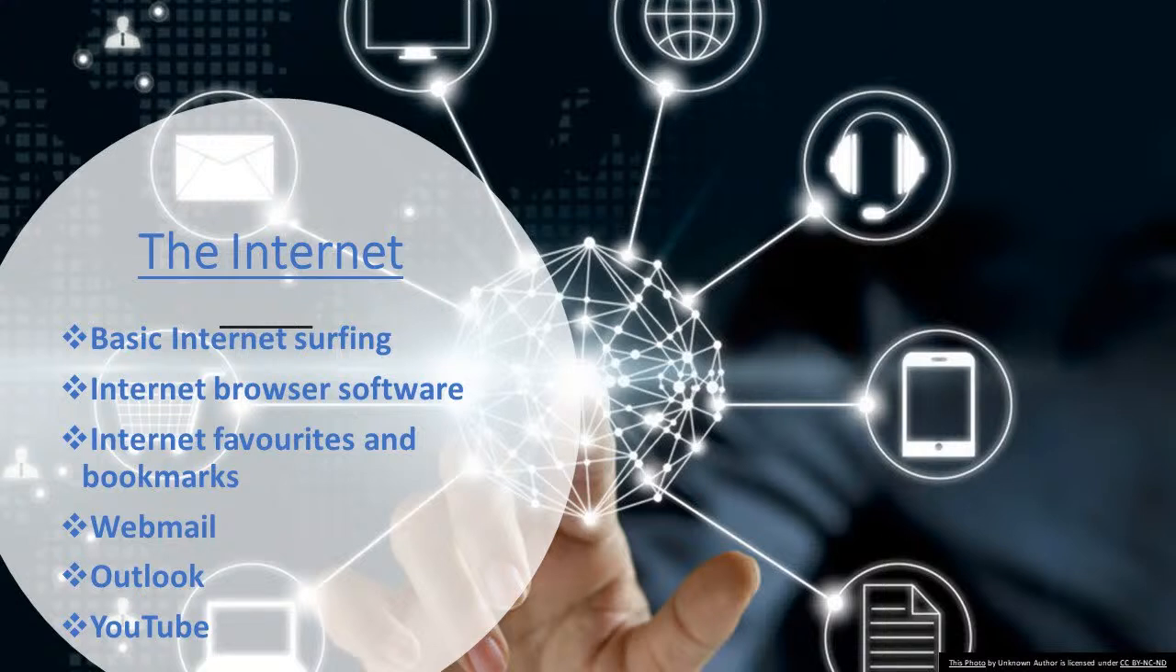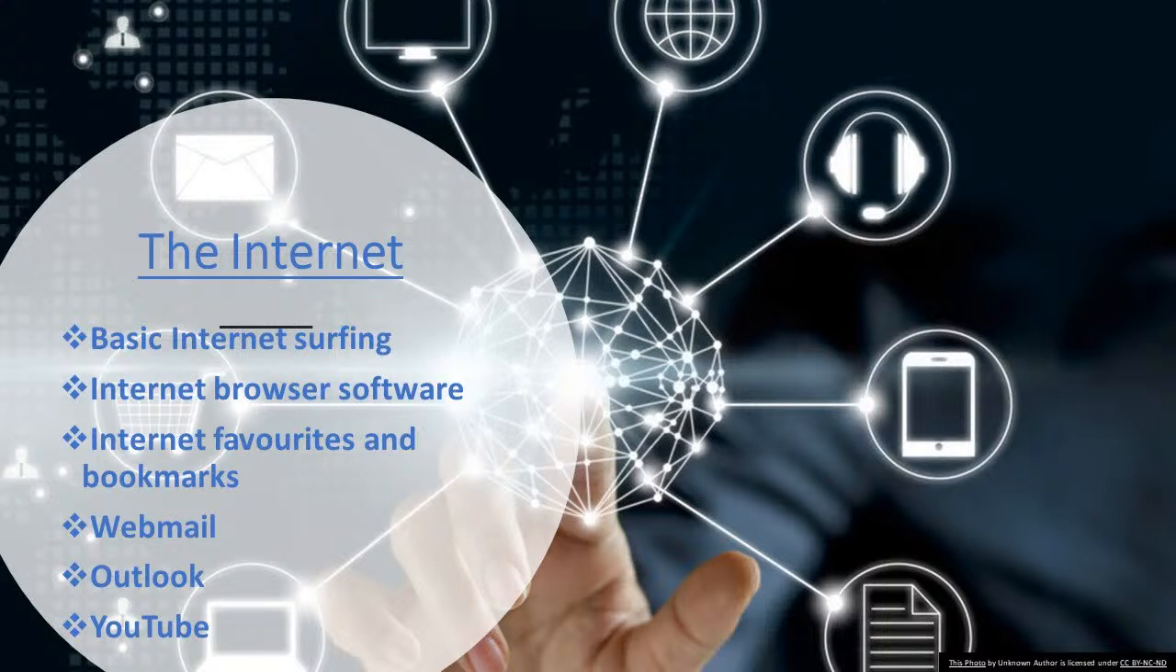We're going to be looking at basic internet surfing. Basically, that means how you can surf the internet. You go to the internet and you browse it. To browse means to move to different places or different pages on the internet. We'll be looking at the internet browser software, which is the application you need to use to get onto the internet. We'll be looking at internet favorites and bookmarks.